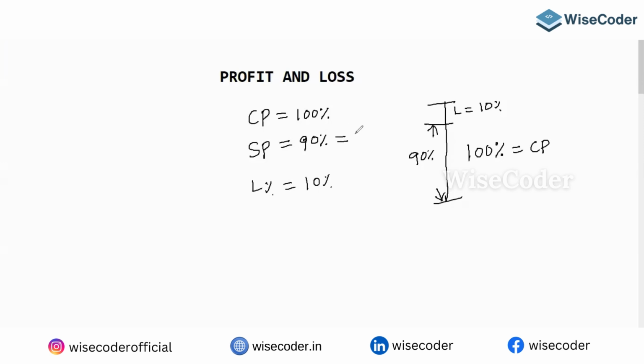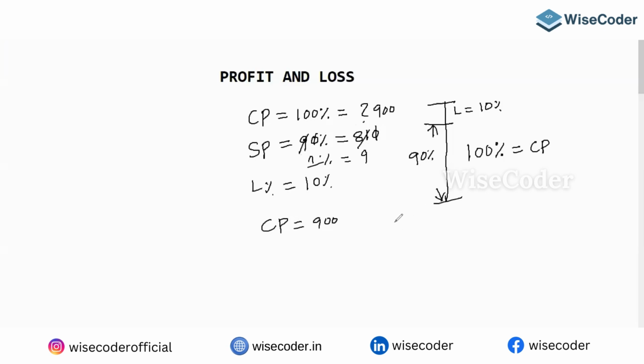If 90% equals 810, then 100% equals how much? By cross multiplication, the zeros get cancelled. If 1% is 9, then 100% is going to be 900. So the cost price of the article is 900.